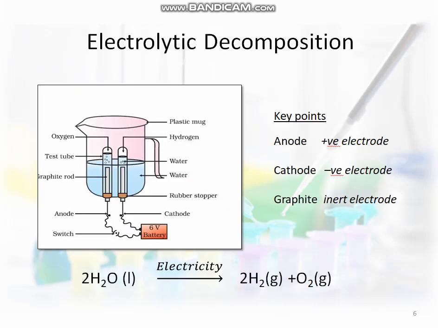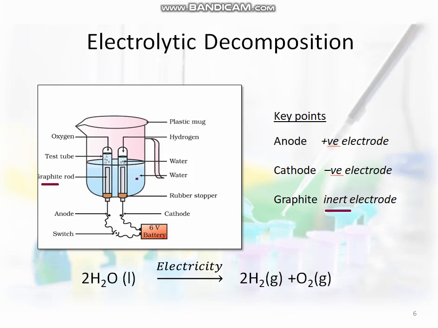Second one, electrolytic decomposition. In electrolytic decomposition, we will be using electrolysis of water. So here, in a mug, we fix two electrodes. We have used graphite electrode here. We choose graphite electrode. Inert in the sense they are unreactive.